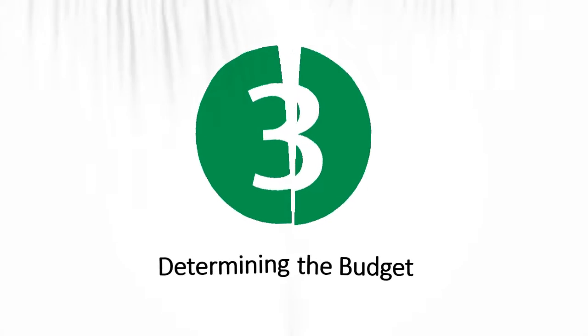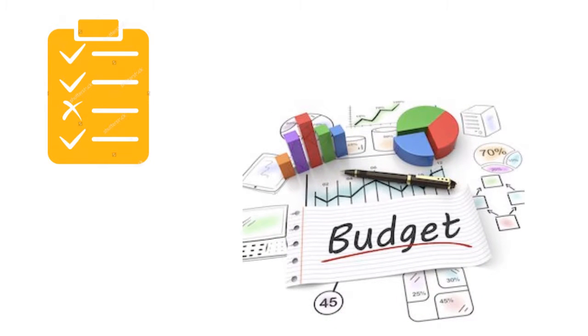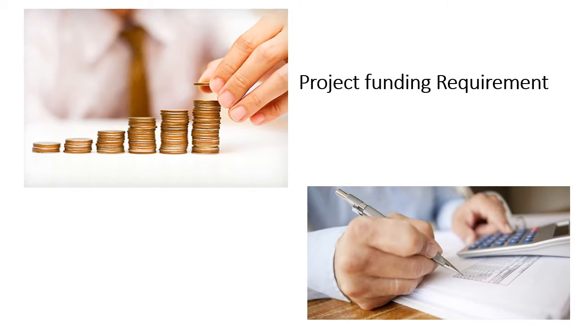Three, determining the budget. This involves allocating the overall cost estimate to individual work items to establish a baseline for measuring performance. The main outputs of the cost budgeting process are a cost baseline, project funding requirements, and project documents updates.